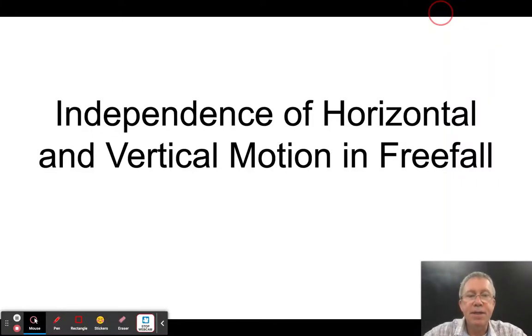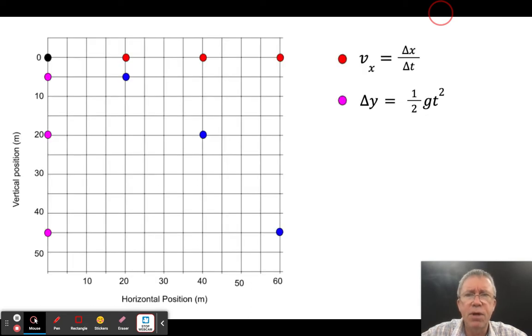All right, let's learn about the independence of horizontal and vertical motion for objects in free fall. This is a pretty tricky concept, and it's important to wrap your head around because College Board likes to test you on this quite a bit. But once you get it, you'll get it. It won't be a problem.